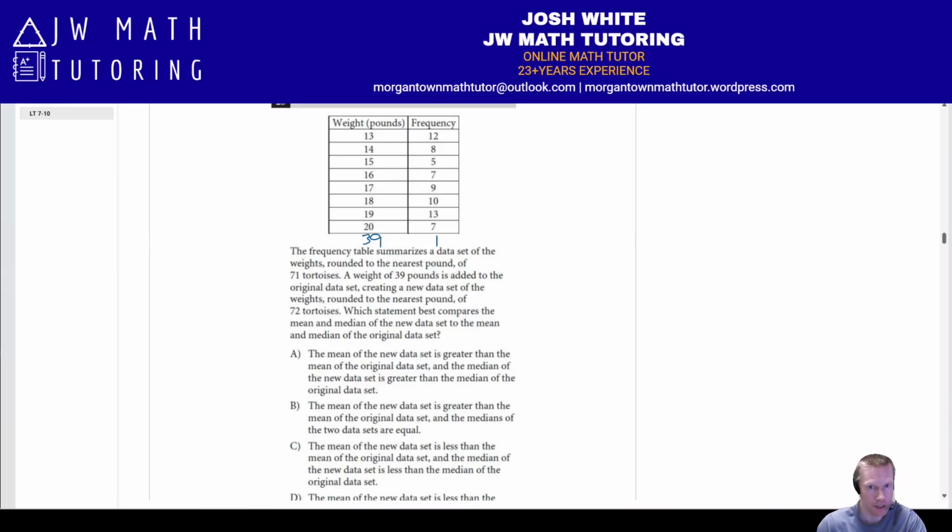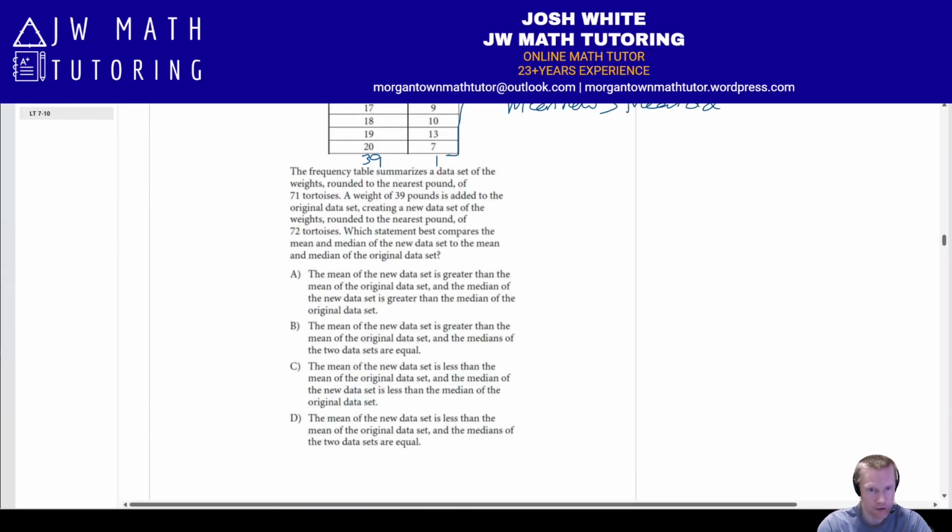First, I'll show you the theoretical way, then I'll show you how you could actually do this in Desmos to calculate the actual numbers. Theoretically, if you calculate the mean from these values, it's going to be somewhere between 13 and 20. When you add a much larger number, 39, which is greater than the existing mean, the mean is obviously going to go up. So the mean for the new data set is going to be greater than the mean for the original.